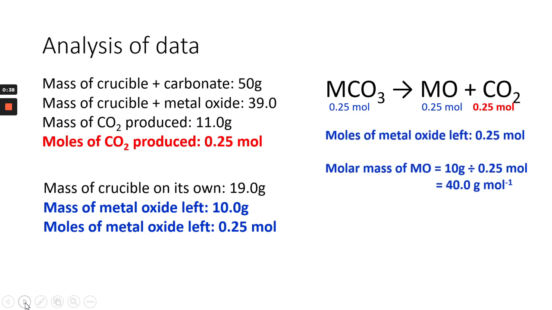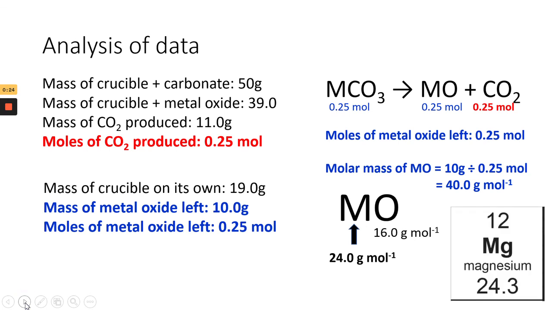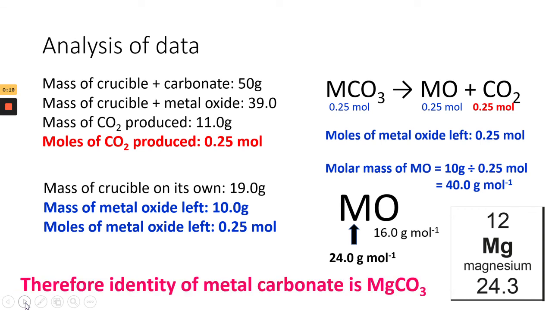So if we take 10 grams and divide that by 0.25 moles, that gives us 40 grams per mole for our metal oxide. Subtracting 16 away from that, that means we're left with 24 grams per mole for the metal on its own. A quick check of group 2 in the periodic table allows us to see quite easily it's likely to be magnesium carbonate as the original carbonate that we heated.